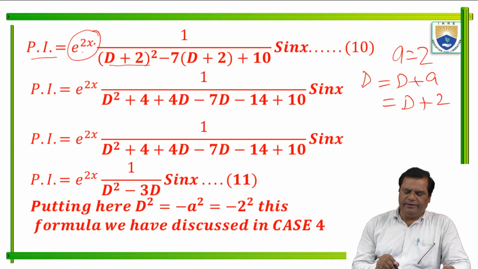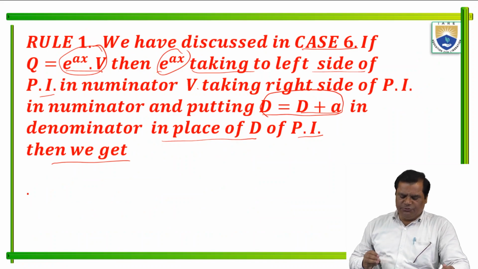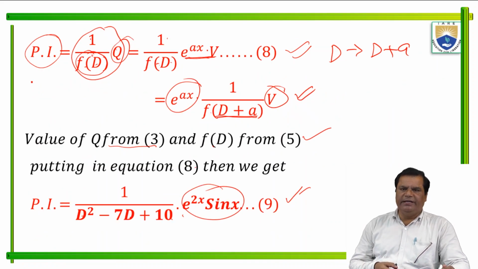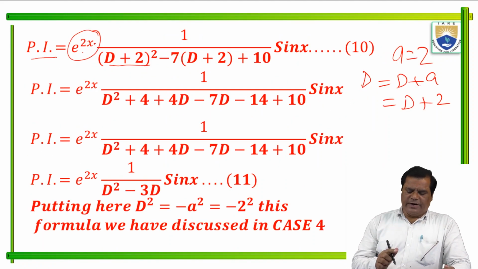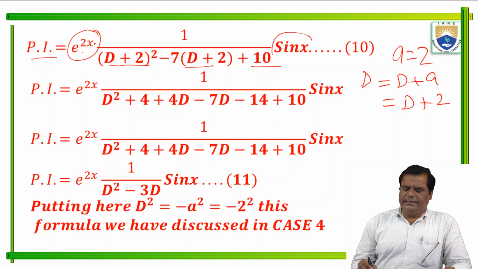In the last equation we have D squared minus 7D plus 10. In this equation we put D equal to D plus 2, only in place of D. So we find (D plus 2) whole squared minus 7 times (D plus 2) plus 10, and sin x. This is v, and this is the exponential function, which comes out of the integration and comes in the answer. There is no change in this function, but we change here because this is differentiated or integrated.